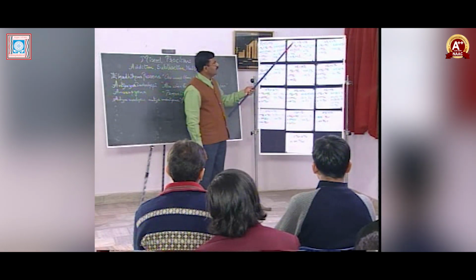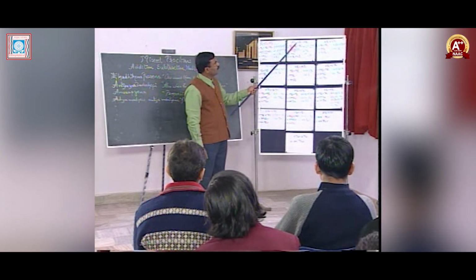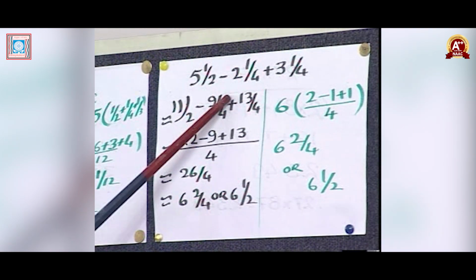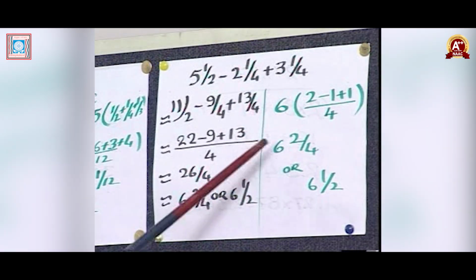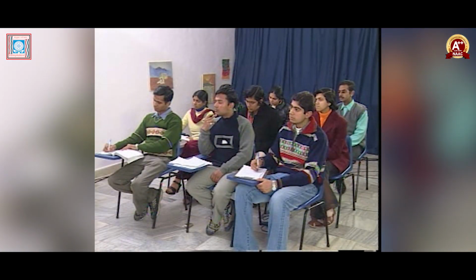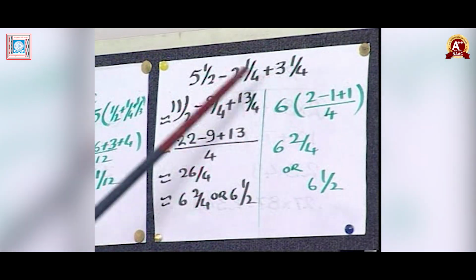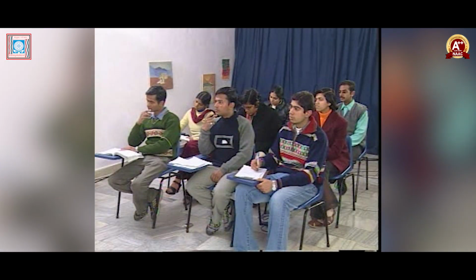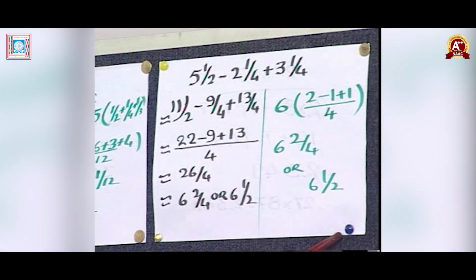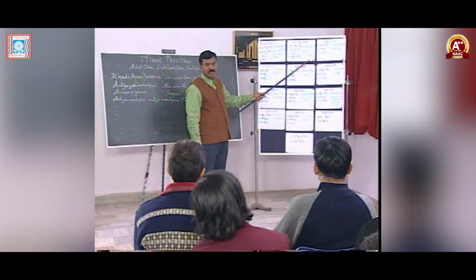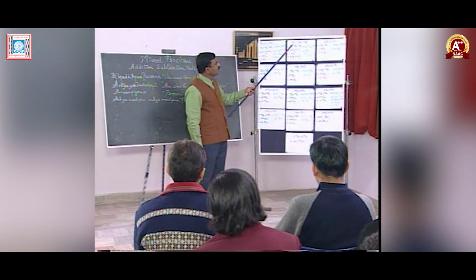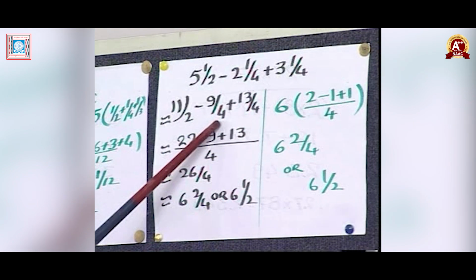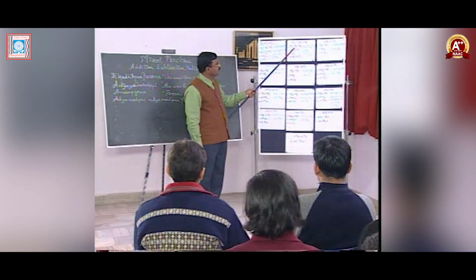By the Vedic method, 5 minus 2 you get 3, 3 plus 3 is 6, the whole number value. If you take minus 1 by 4 plus 1 by 4, what is left is only half: 6 integer 1 by 2. In a single line, you arrive at the answer for additive subtraction of mixed fractions.